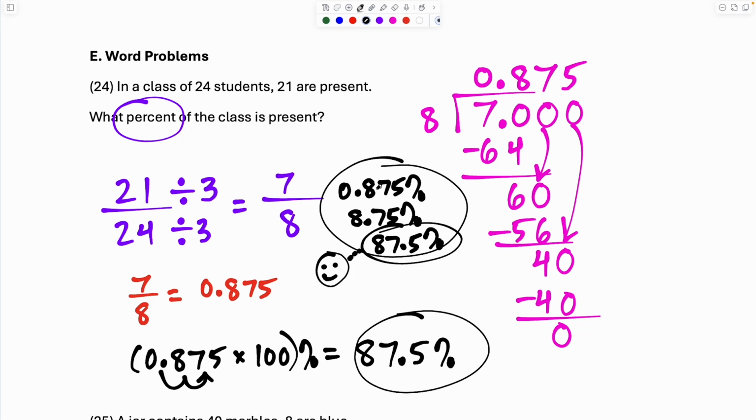And this is less than 1%, so that's super small. So this is the only one that's reasonable, 87.5%.